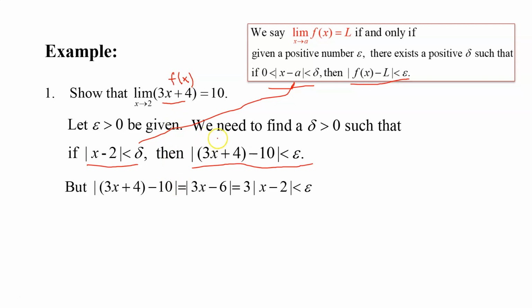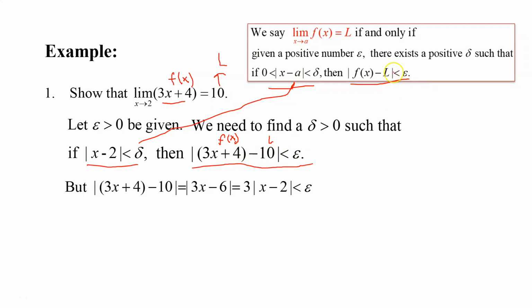Okay, and this is actually your f(x). And the 10 here is your L. See? f(x) minus L. So we just write it down. What is your f(x)? 3x plus 4. What is your L? Your L is 10. So that's why I get |3x plus 4 minus 10| less than epsilon.